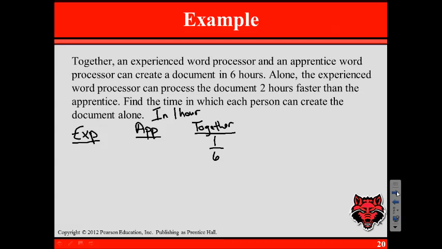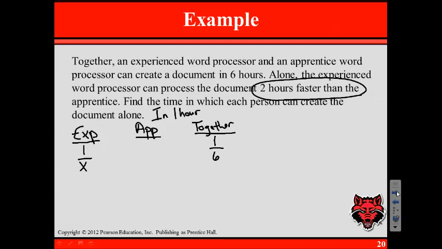Let's say that it takes the experienced person some X amount of time to finish a job. So in 1 hour, they would finish 1 over X. And let's look at how the experienced person's time and the apprentice's time are related. It says the experienced word processor can process the document 2 hours faster than the apprentice. And so if it took the experienced person 2 hours, it would take the apprentice 4 hours.